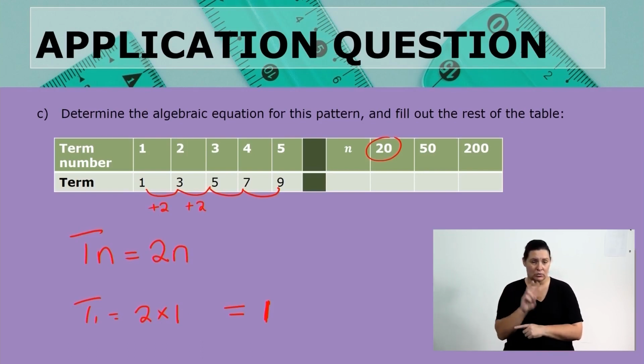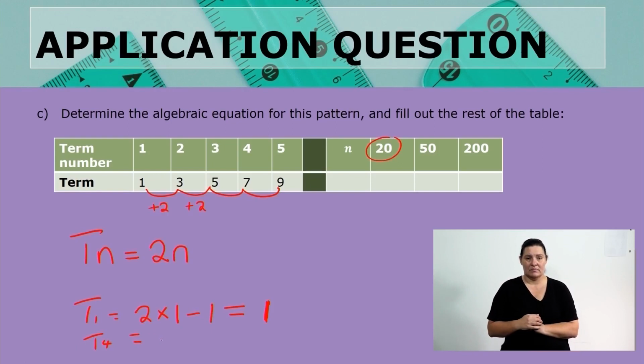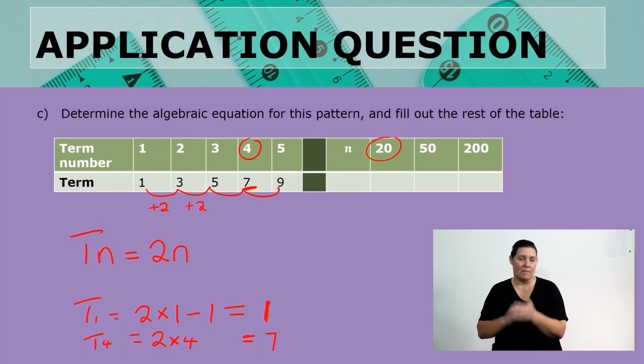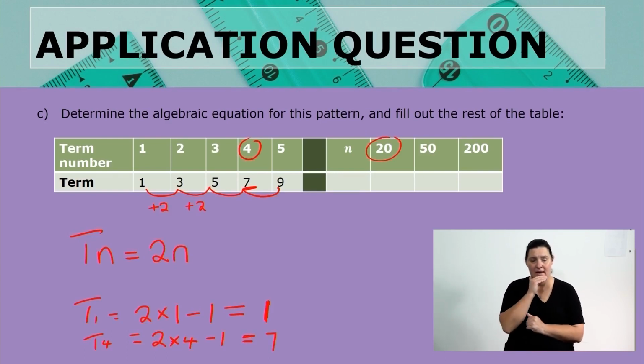2 times 1 is 2. And then how do I get to 1? From 2, I'm going to subtract 1. And then we are just going to check with another one. I'm going to take the 4th term. So we are going to say 2 multiplied by 4. We know that the 4th term there is a 7, so I need to get to 7. 2 times 4 is 8. And how do I get to 7? I just subtract 1. It means that my rule is going to be 2n minus 1. So my nth term is 2n minus 1.